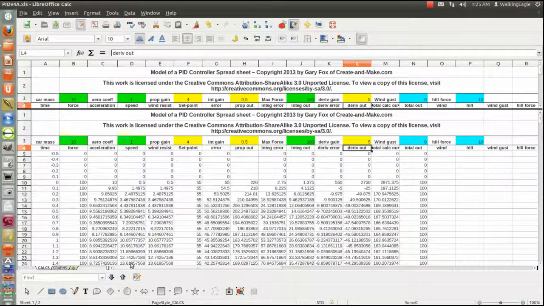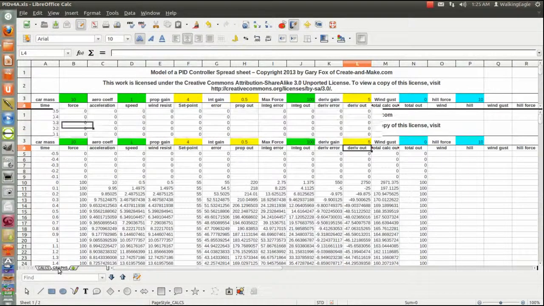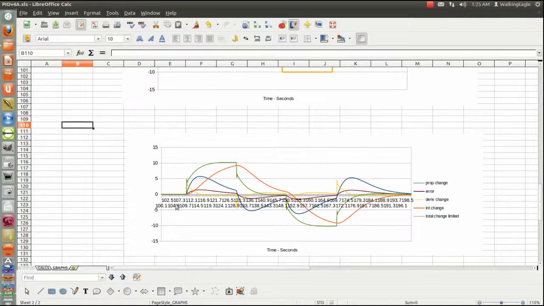So I had a derivative of 5. We'll see what happens to our graph. And you can see what happens at 5 is that it boots it. That's what I call it. It boots it in the butt. It gooses the car a little bit. So it makes it happen a little faster.